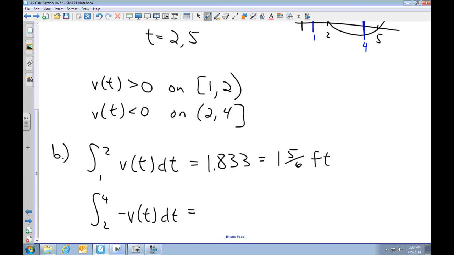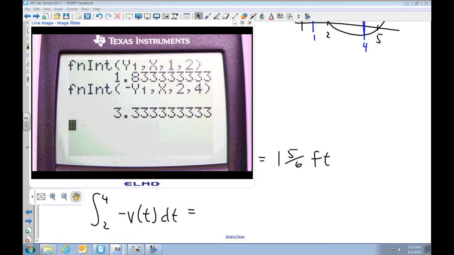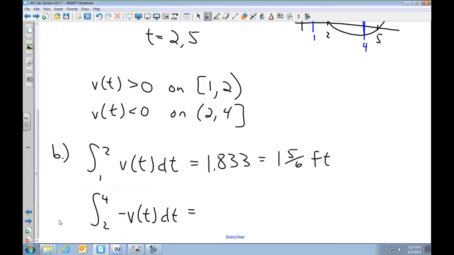That's in feet. Let's do the same thing for the second integral, but it's going to be from 2 to 4, and it's the opposite of my velocity, so I want to change this and add in a negative. We're going to go from 2 to 4. And we get 3.3 repeating, so that's 3 and a third. Again, this is in feet. They told us that the units for velocity were feet per second, so this is in feet. All right, so that is part B.